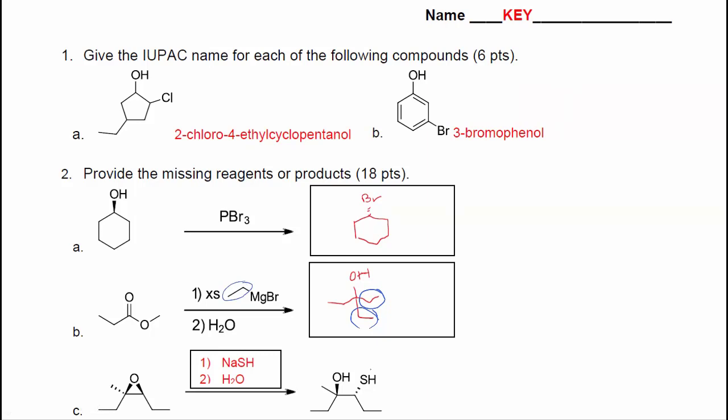And then for the epoxide, we're adding to the less substituted carbon. So we want something nucleophilic. So we use sodium thiol or NaSH there. That will attack here and open up the ring. The SH should attack on the back side of the epoxide, and then the water's there to protonate. Any questions on that first page?